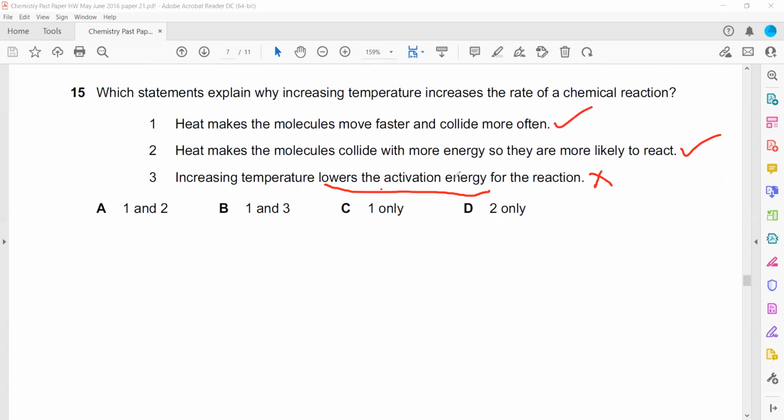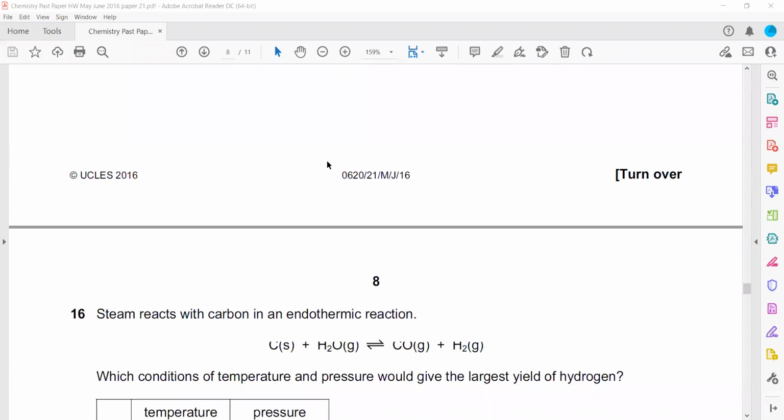So even a reaction we carry out at high temperature or low temperature, the activation energy, the minimum possible energy for reaction to start, does not change. So statement 1 and statement 2 are correct, but statement 3 is incorrect. Remember, activation energy can only be lowered by use of the catalyst.